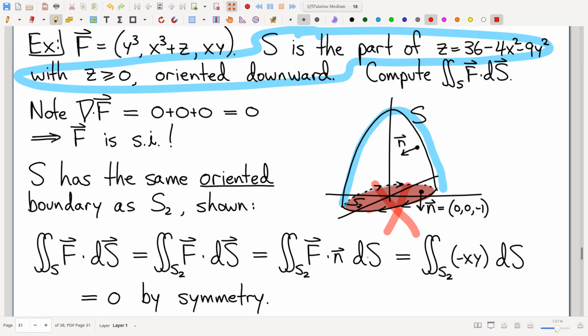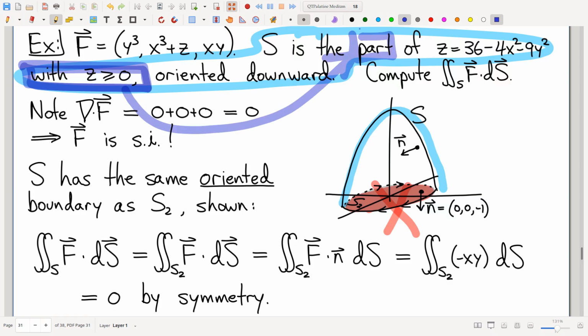So all of this discussion here, with z greater than or equal to 0, is just specifying which part of the paraboloid we care about. We are not saying, and it is not implied by that language, that the part where z equals 0 is also included in S. That's just not what it says, right? So, again, be very careful with the landmine. You do not include this bottom piece of the surface. That's not what the language says. Careful.